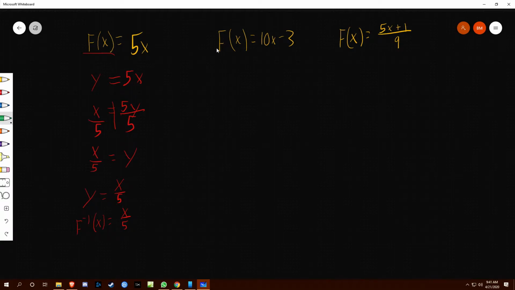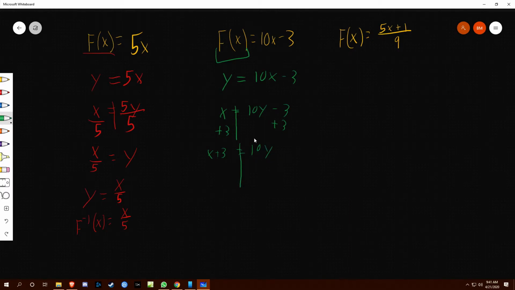First step is I take this f of x and I make it a y. I'm then going to flip my x and my y. And then what I'll do is I'll simply solve for y. What's on the same side as y? Well, 10 and a 3. What's furthest away from y? We'll say the 3 is furthest away. What operation is it? Subtracting. How do you get rid of subtracting? You add. So we're going to add 3 to both sides. So we have x plus 3 equals 10y.